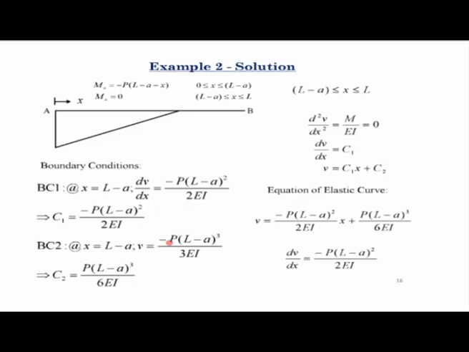So if you put those constants of integration back into the equation, you will get v equal to, instead of c1, minus P(L minus a) squared by 2EI times x, plus c2, which is P into (L minus a) cubed by 6EI. And the slope of the elastic curve of that beam is given as dv/dx equal to c1, so c1 is minus P(L minus a) squared by 2EI.